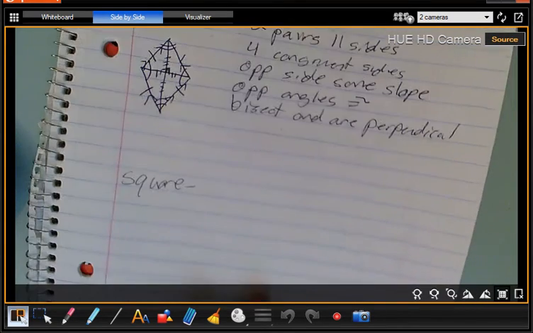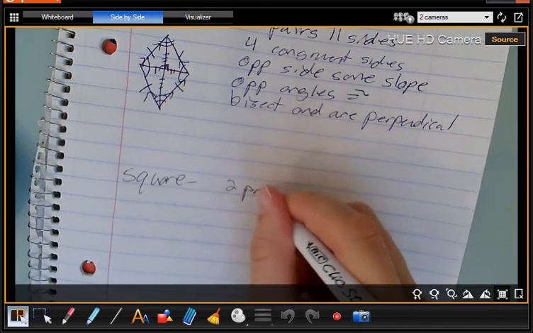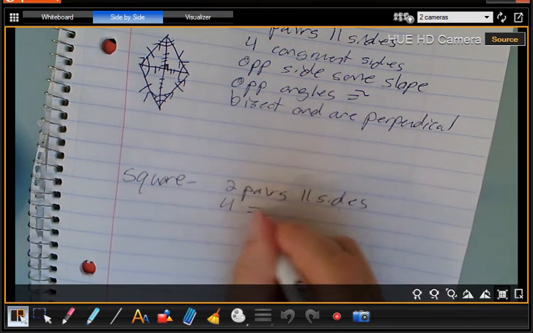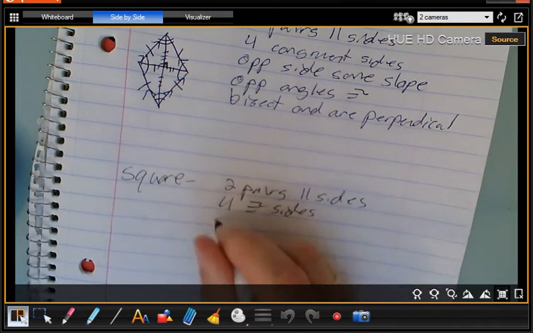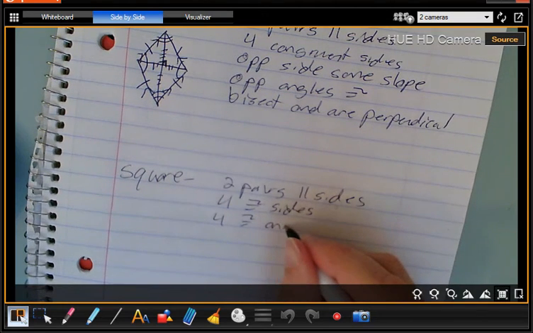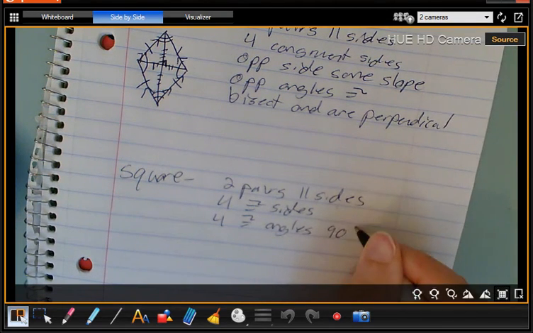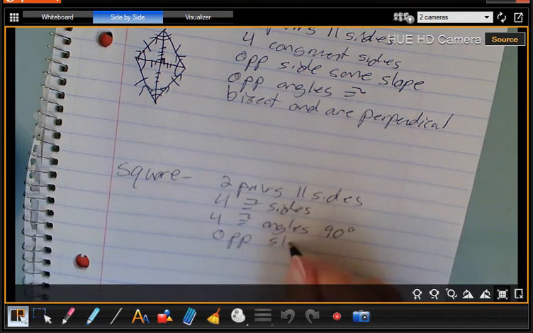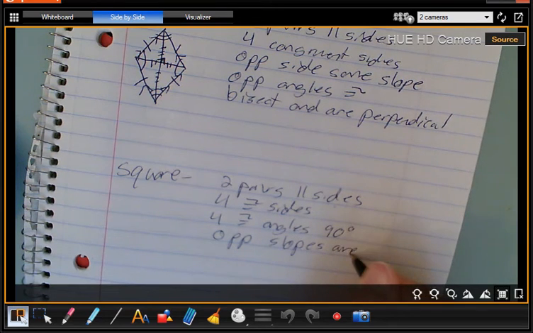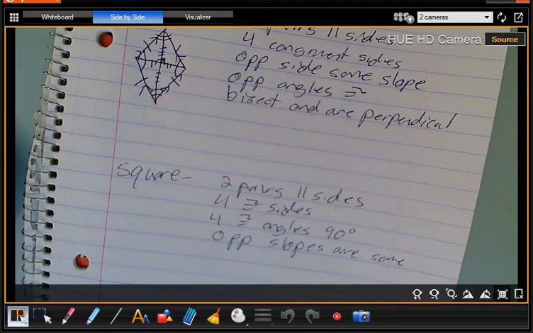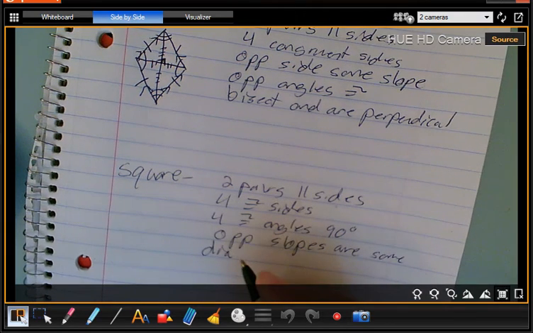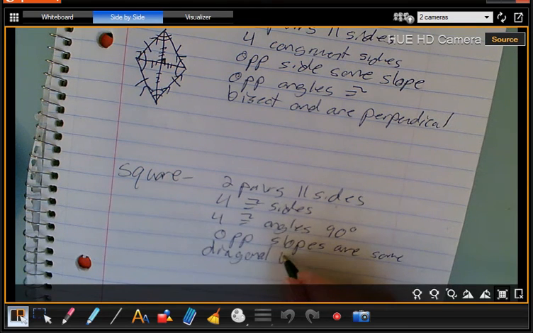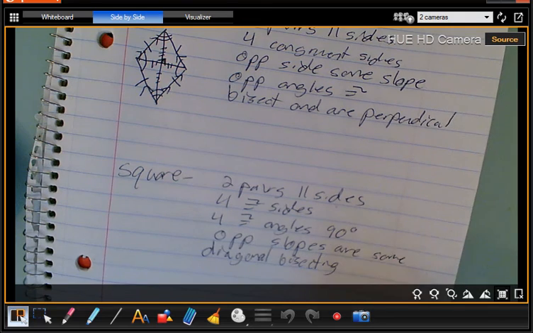All right, last one, square. Two pairs of parallel sides, four congruent sides, four congruent angles that are 90 degrees, or right angles. Opposite slopes are the same. And diagonals are bisecting and perpendicular. Remember, bisecting means they have the same midpoint.